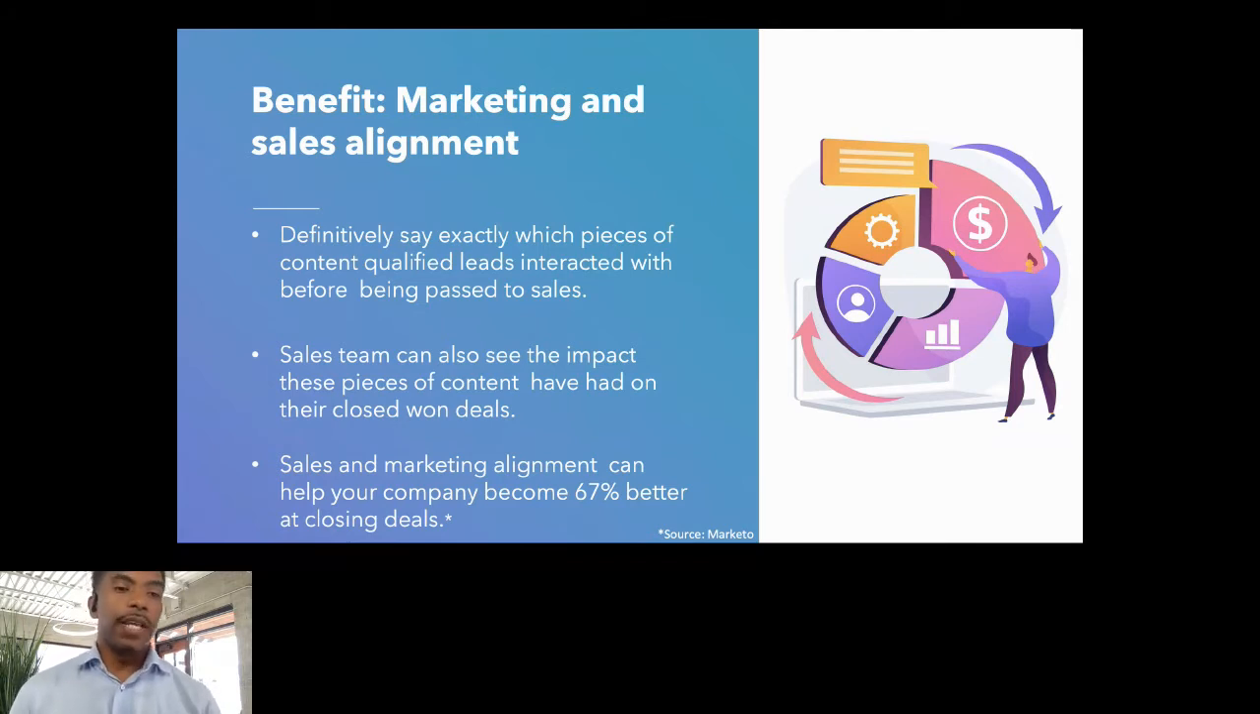And this is one of the few cases that I think data and systems might actually help with that alignment because there is something in it for both organizations. You really can come here and see what sales activities and what marketing activities are actually driving the most deals. Marketo recently released a survey and basically came up and said that sales and marketing alignment can help your company become 67% better at closing deals. And that pretty much comes back down to transparency.